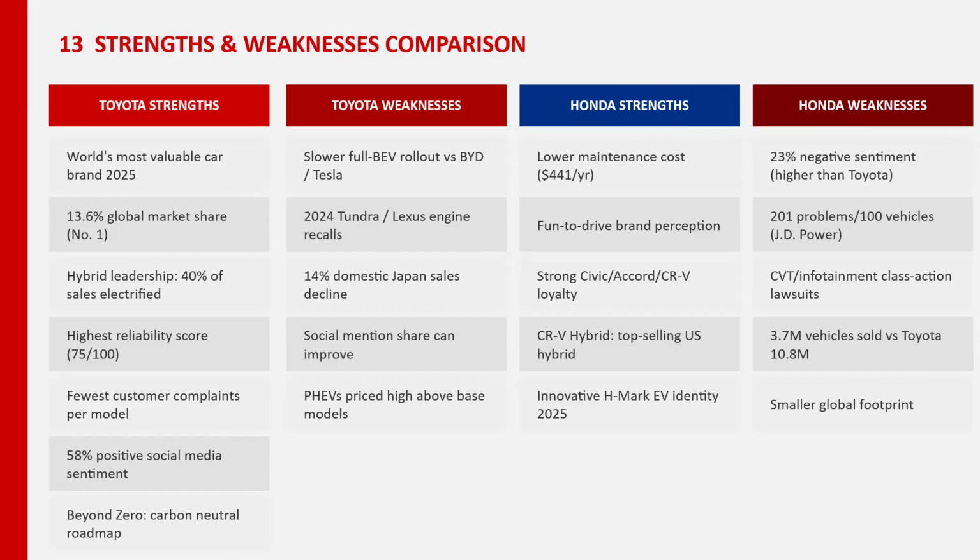Toyota's weaknesses are slower full BEV rollouts compared to BYD and Tesla, the 2024 Tundra and Lexus engine recalls, a 14% domestic Japanese sales decline, social mention share that still has room to grow, and PHEV pricing that carries a large premium over base models, limiting accessibility.